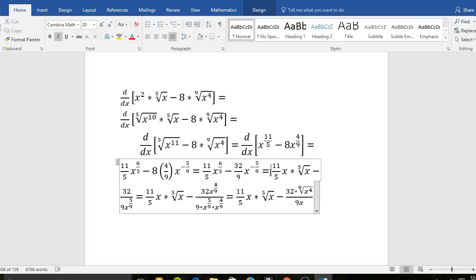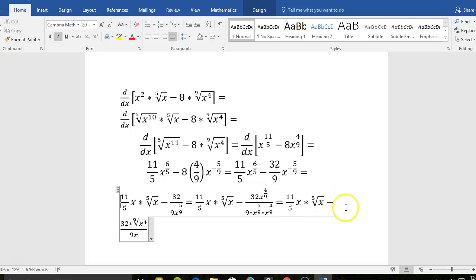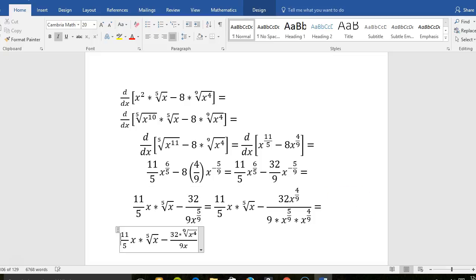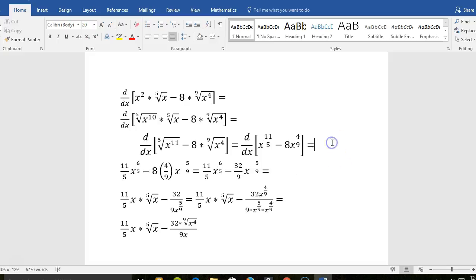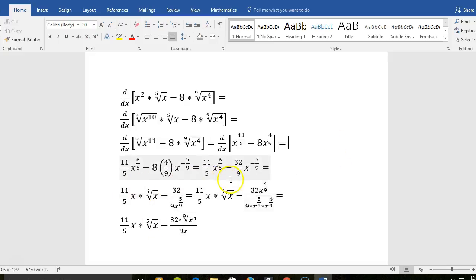So what comes next? In general, a lot of times your textbook and your professor will want you to get positive exponents, or a lot of times they'll want you to go back to radical form. So we've done this part. Now we've got to go back to radical form. So we have 11/5 x to the 6/5.